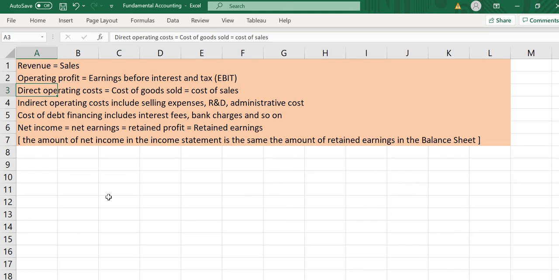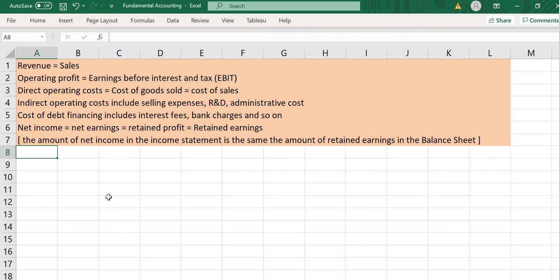Cost of debt financing could be interest fee, bank charge, generally about the interest fee when a company borrows a bank loan, so the bank charges them an interest fee. Net income, we can use net income, or we can call it net earnings, retained earnings, or retained profit. They are the same.